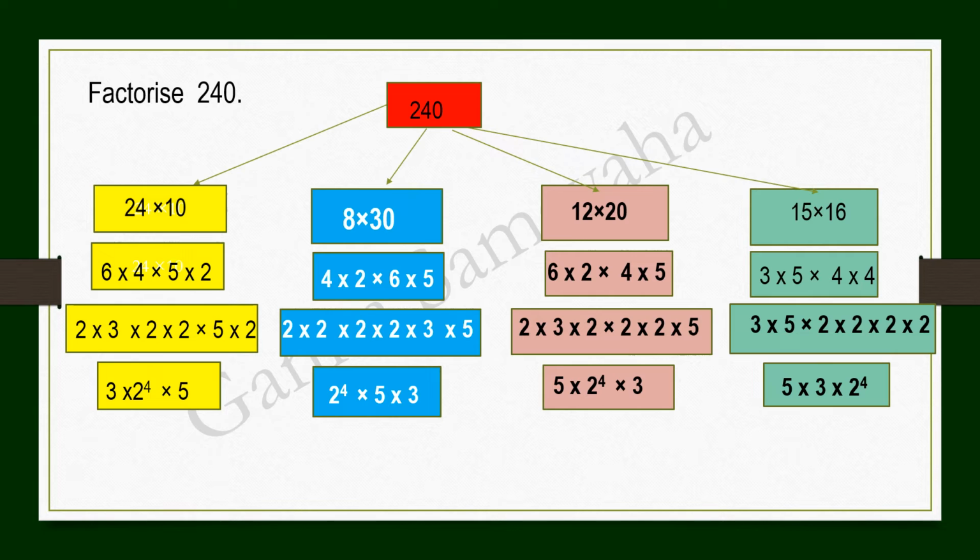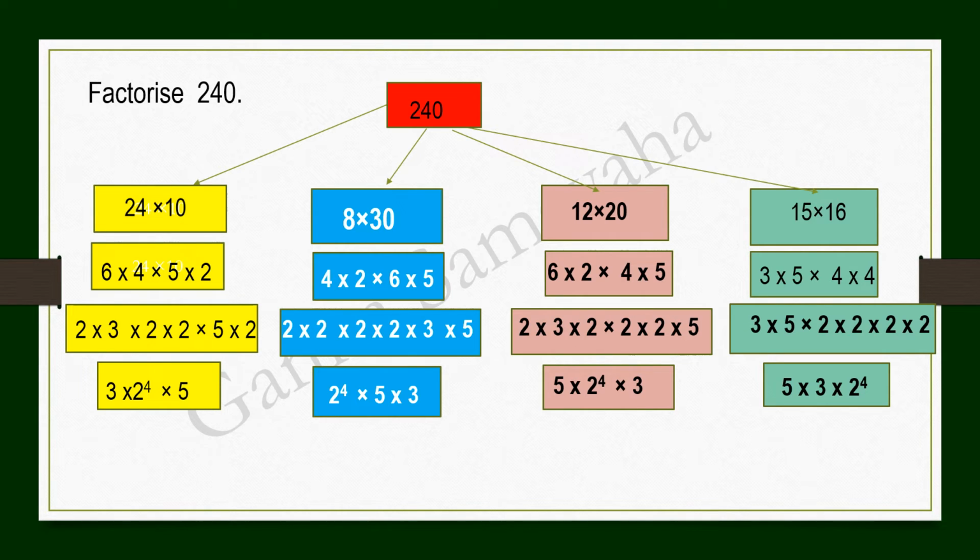Is this true only with 240? 240 we have taken it as an example. Okay. So any composite number if you take and you try to factorize it to the prime factor form, finally all of us will get one and only one way of writing it. That means there is one and only one way of writing it. That means there is a unique way of writing it.